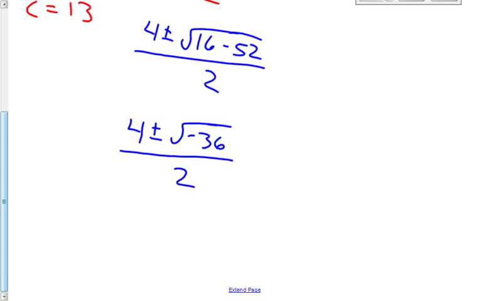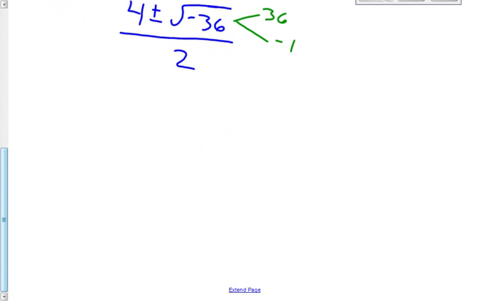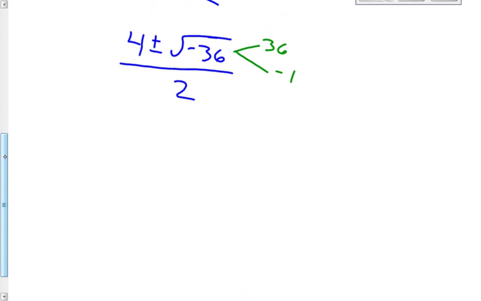Now, you are unable to take the square root of a negative 36 and get a real number. We get imaginary numbers, because this breaks up into the same thing as 36 times a negative 1. So don't leave your answer as 4 plus and minus the square root of a negative 36. You can take the square root of 36 and get 6. So it's 4 plus and minus 6. And you could take the square root of a negative 1 as being an i. So it's 4 plus and minus 6i divided by 2.